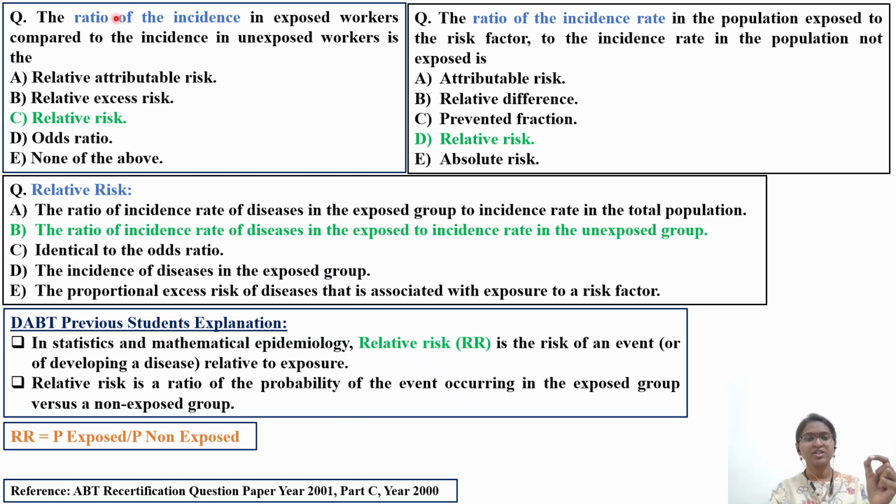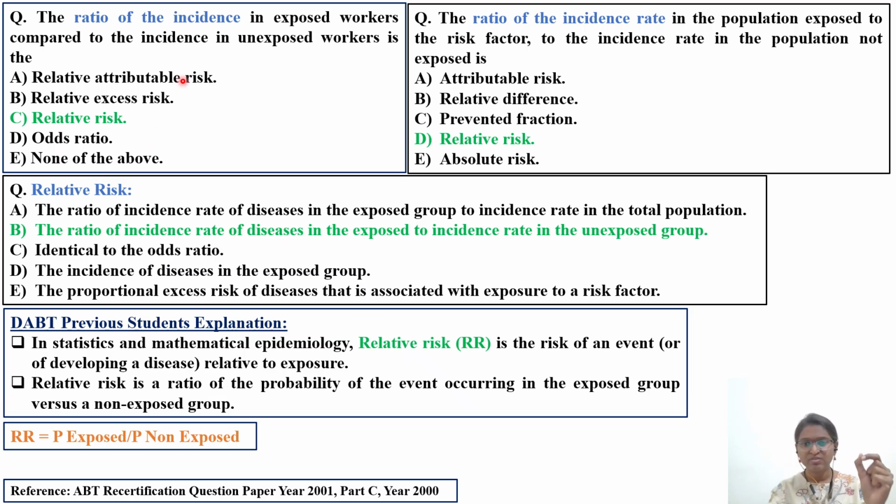The first question is: the ratio of incidence in exposed workers compared to the incidence in unexposed workers is. So we need to see what is the ratio of incidence. Option A, relative attributable risk. Option B, relative excess risk. Option C, relative risk. Option D, odds ratio. Option E is none of the above. The right answer, in the green text, is relative risk.